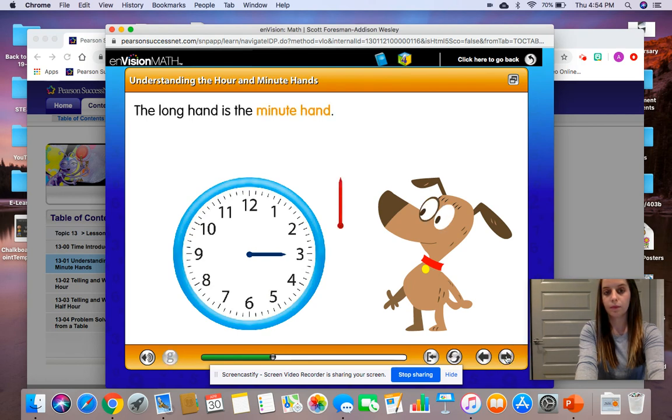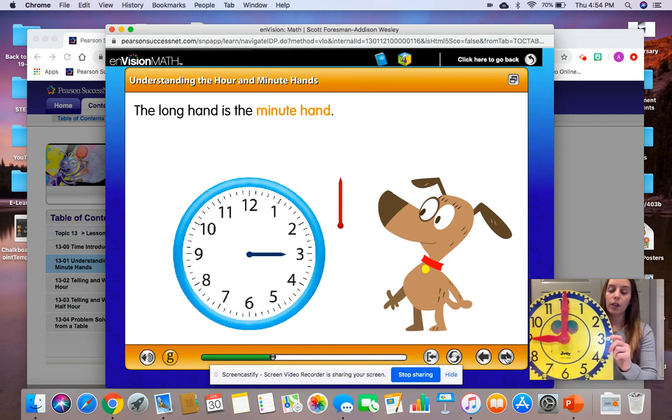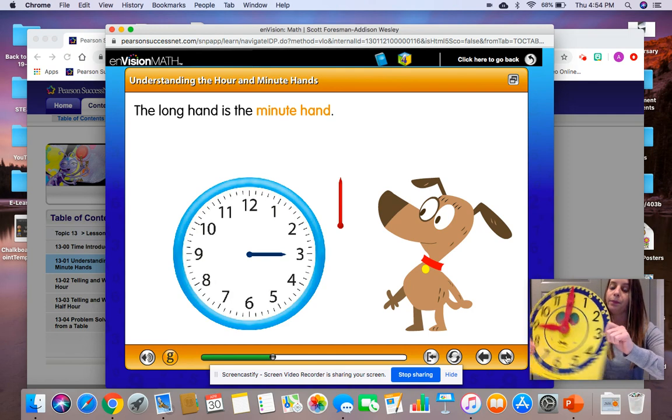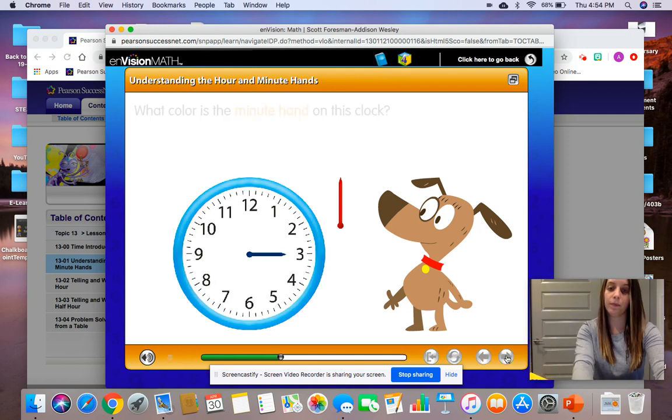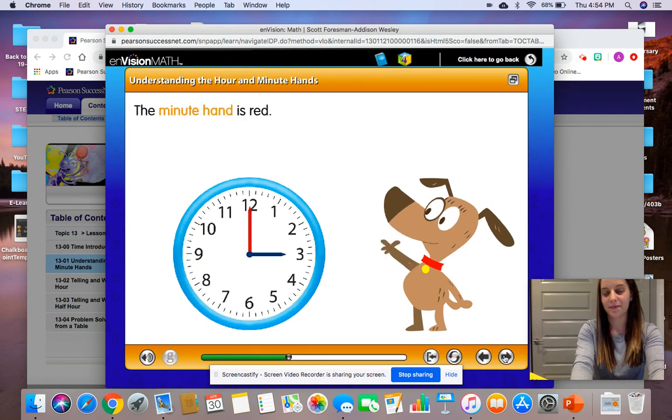The long hand is the minute hand. Okay, I'm going to pull back up our big clock to look at over here. So we just talked about the hour hand that we see here, and that's going to be the shorter hand. But now the other hand that is on a clock is that bigger hand, and this is called the minute hand. What color is the minute hand on this clock? Looking here, looking at that longer hand, what color is it, boys and girls? The minute hand is red.